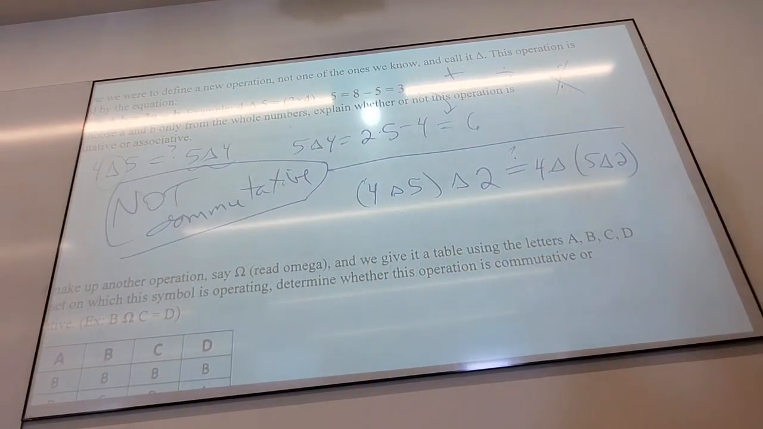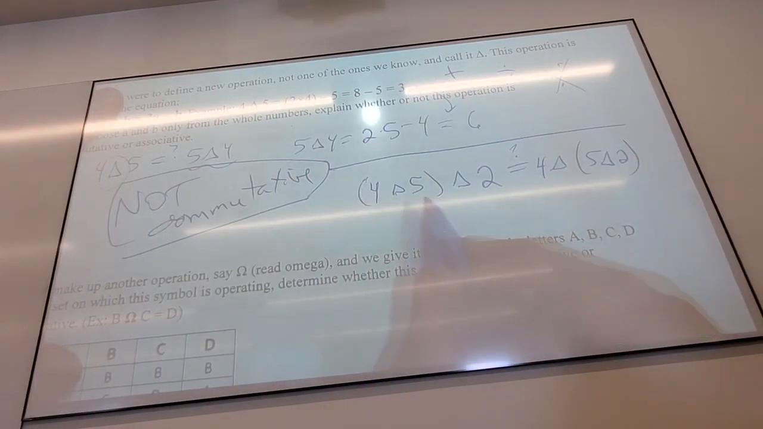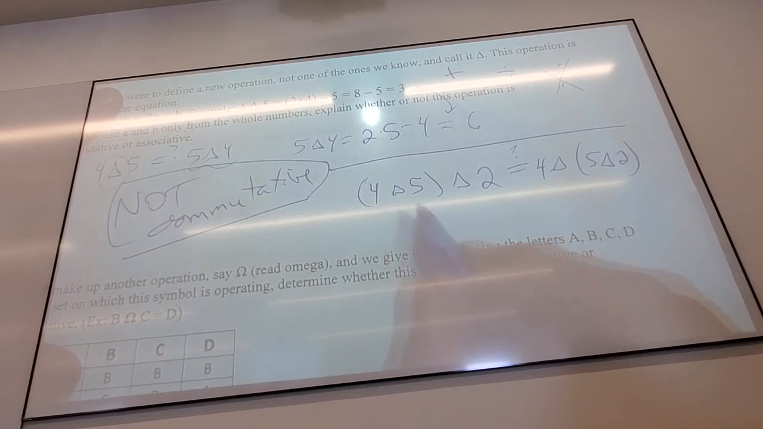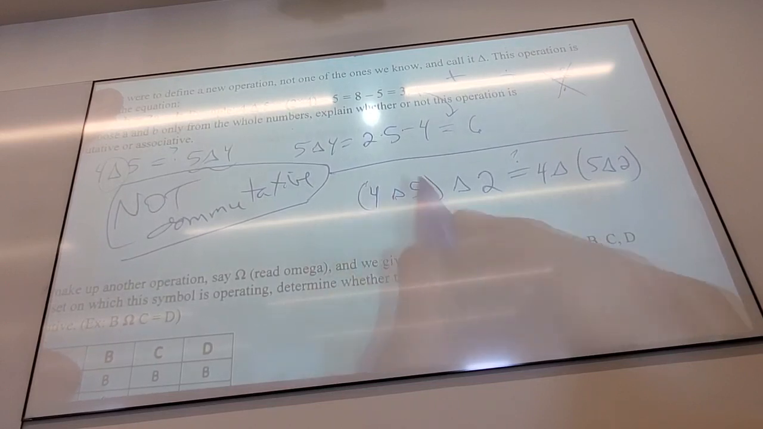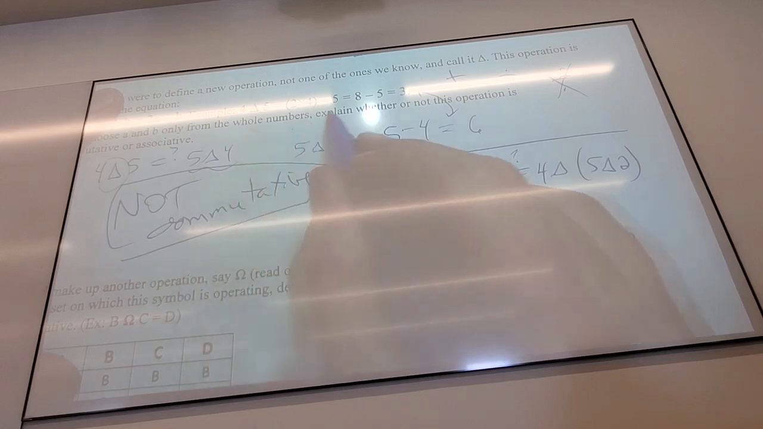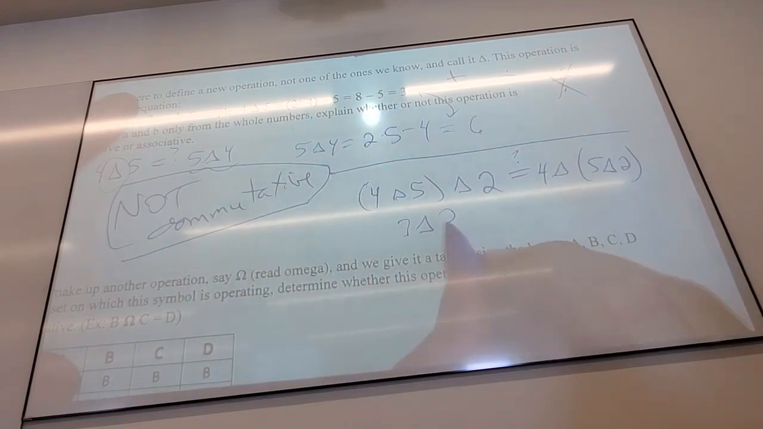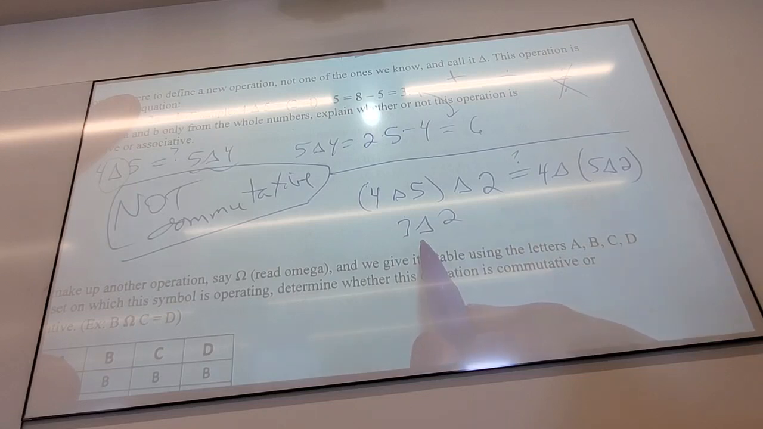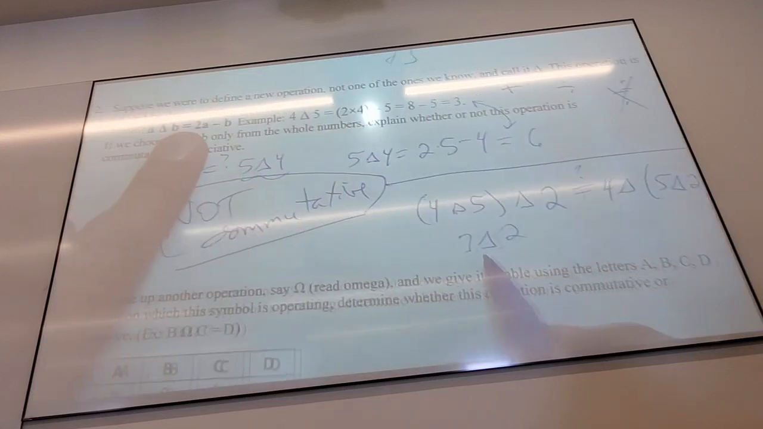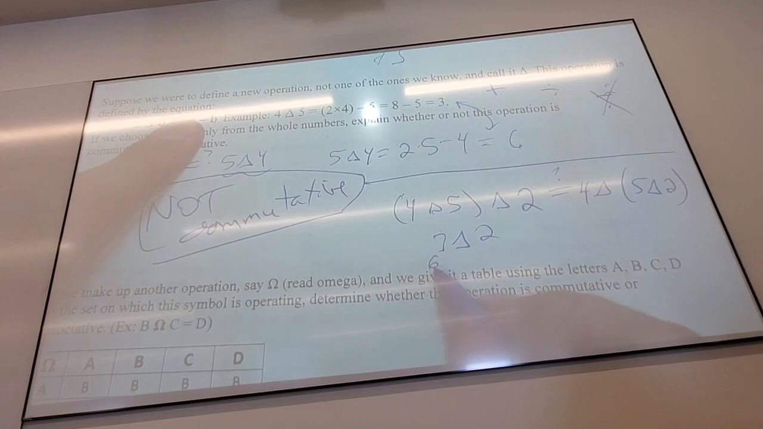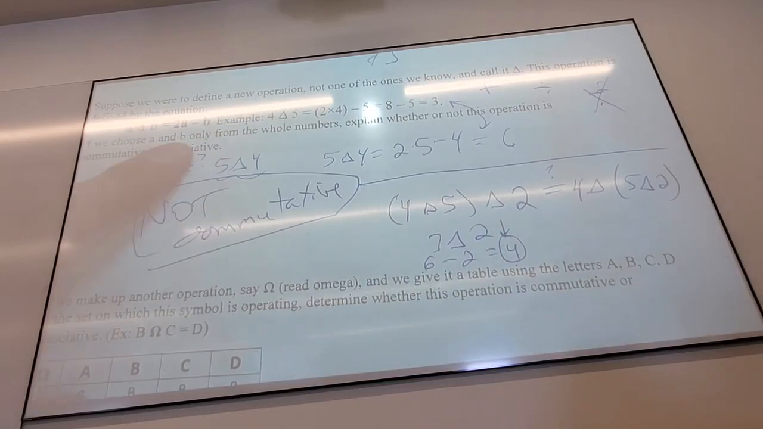So this one's nice because I already know what this is. We already figured it out. What's 3 delta 2? How do I figure that out? The way it works is it's twice the first number minus the second number, so I get 4. So this side works out to 4. Let's figure out this side.